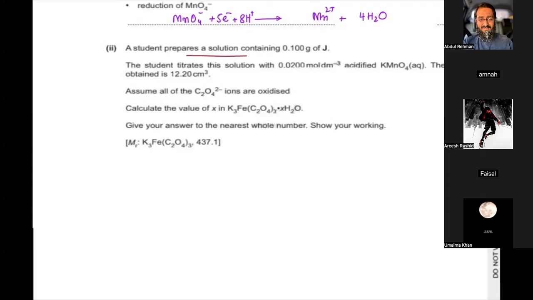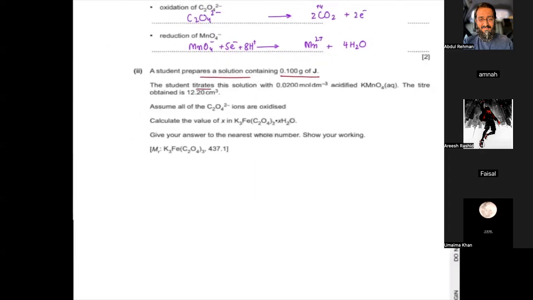A student prepares a solution containing 0.100 gram of J. The student titrates this solution with 0.02 mole per dm cube acidified potassium manganate. The titre is 12.2 centimeter cube. So this is the volume of KMnO4 and this is the concentration of KMnO4. Assume all C2O4 2 negative ions are oxidized. Calculate the value of x. So, over here we have to calculate the x.